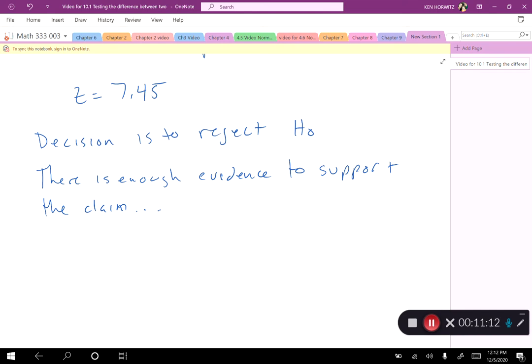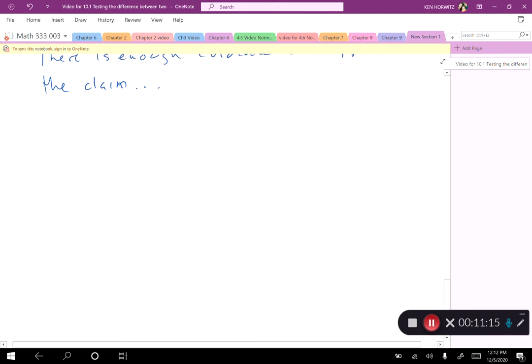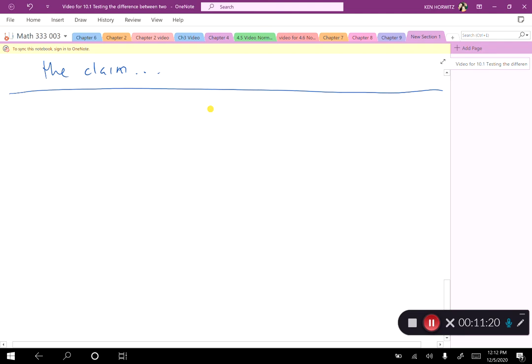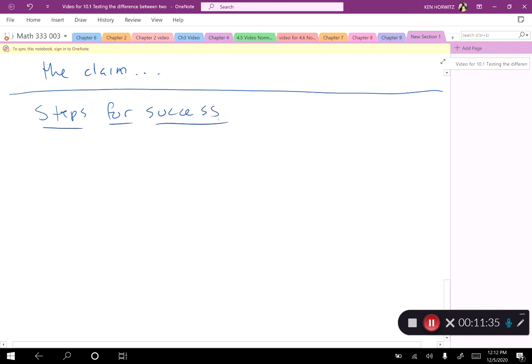So we can also use p-values to get our data. Now, again, p-value is not my favorite, but it is a valid way to do this. So let's review our steps for success on the p-value. The first step is going to stay the same. State the hypotheses. Identify the claim.